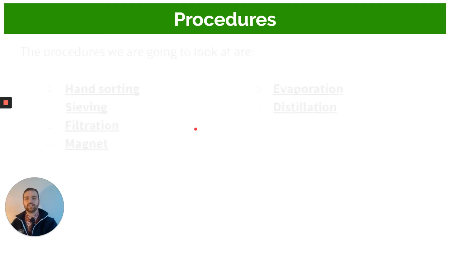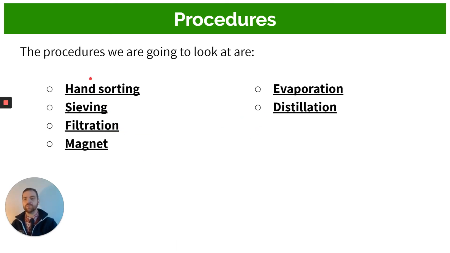We're going to continue with our discussion on procedures. These are the different procedures. We've done hand sorting, sieving, and filtration. Now we're going to move on to magnets, evaporation, and distillation.